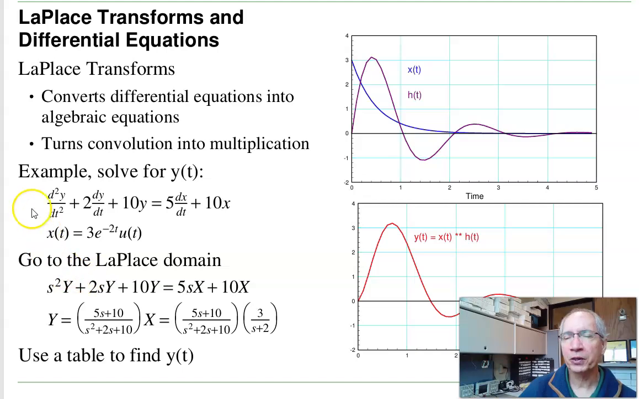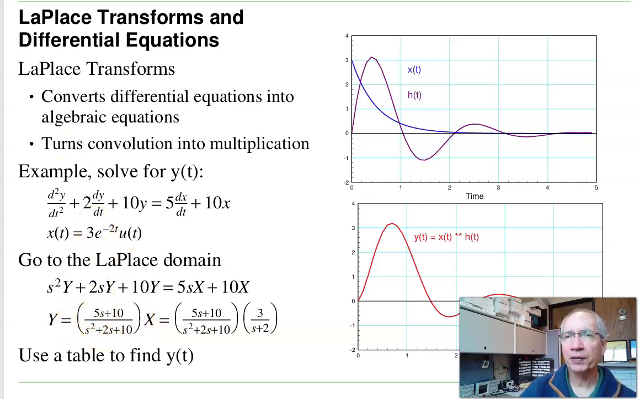I let s mean derivative, so here's the second derivative of y, first derivative of y, just y, first derivative of x, and x. Do some algebra, rearrange it, I can get y in terms of x. So the numerator polynomial is what multiplies x. The denominator polynomial multiplies y. So this is kind of the gain from x to y.